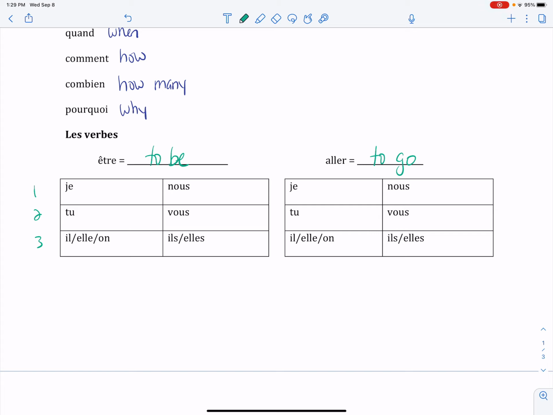So French is a very binary language. They have il for he and elle for she. Now, as the world is getting more inclusive, we in English have started using pronouns like they to refer to people that don't want to identify as either male or female. French hasn't caught up to that as well.